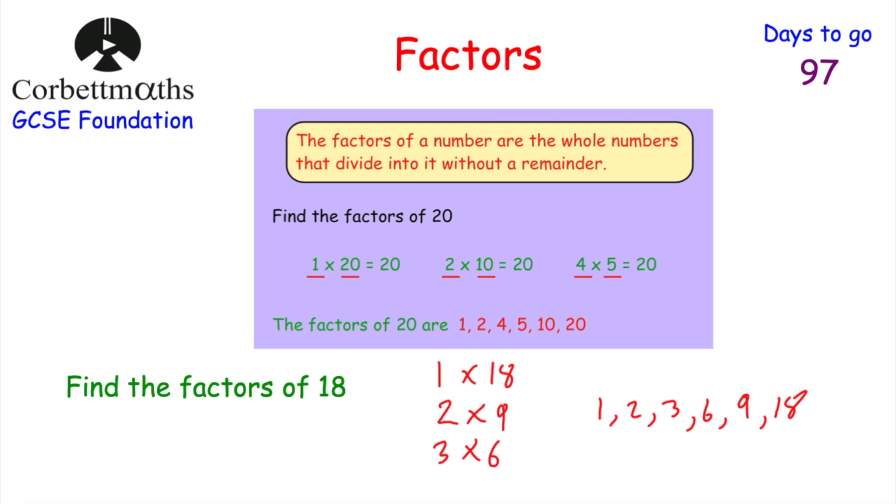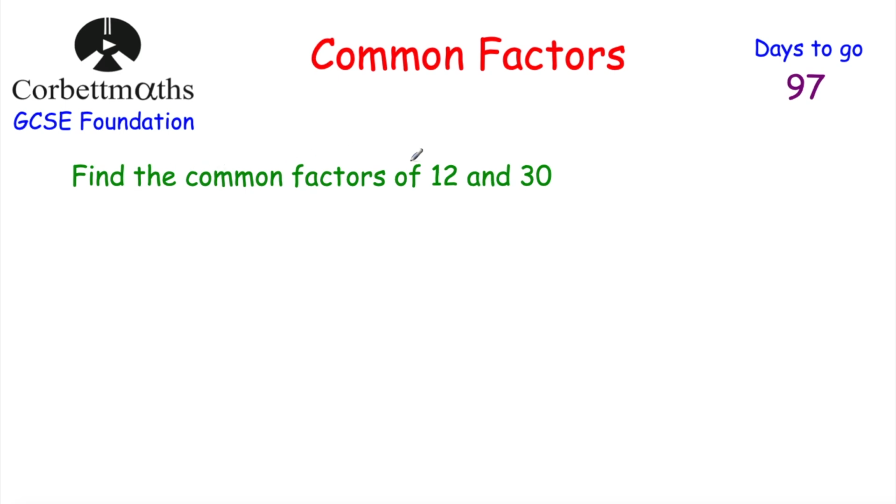Now let's have a look at common factors. In this question, we've been asked to find the common factors of 12 and 30. If you want to find the common factors of two numbers, what we would do is list the factors for each of them. So list the factors of 12, list the factors of 30, and then find and circle any common factors. If you want to give this question a try now, feel free to pause the video.